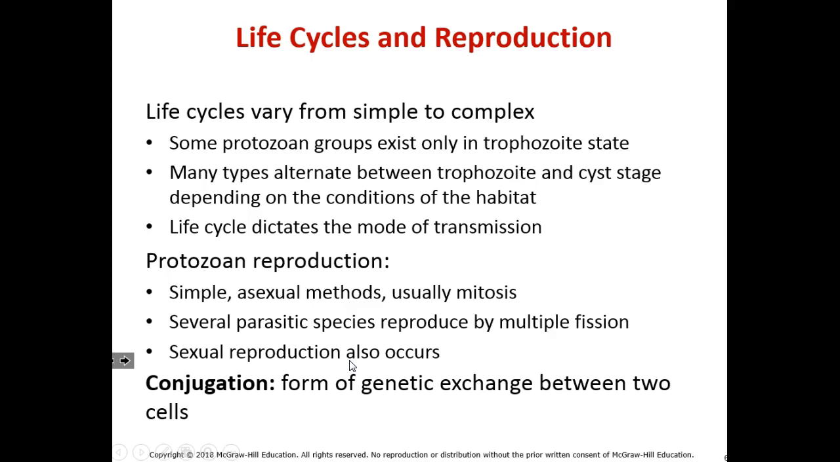So how do protozoans reproduce? They have simple asexual methods that usually use mitosis. Several parasitic species reproduce by multiple fission. We have binary fission and we have multiple fission. Sexual reproduction also occurs. So is all protozoan reproduction asexual? No, you have sexual and asexual. Then we have conjugation. It's a form of genetic exchange between 2 cells.